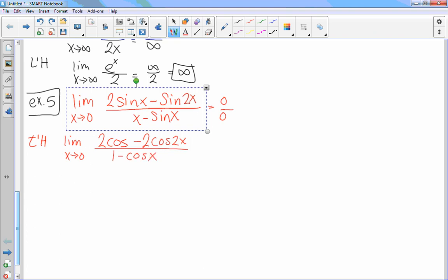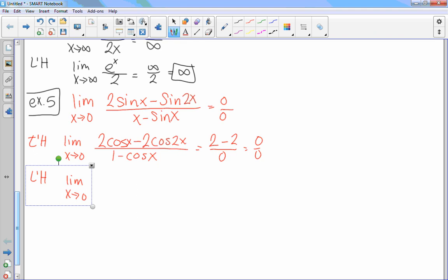Okay, we plug in 0. Cosine of 0 is 1 times 2. We get 2 minus 2, which is going to be 0. Cosine of 0 is 1, 1 minus 1 is 0. So you see 0 over 0, which is an indeterminate form, you have to apply L'Hopital's rule again. The limit, and since we should be writing this limit every time until we actually plug in 0, you don't drop it. Until you substitute in, you don't drop it.